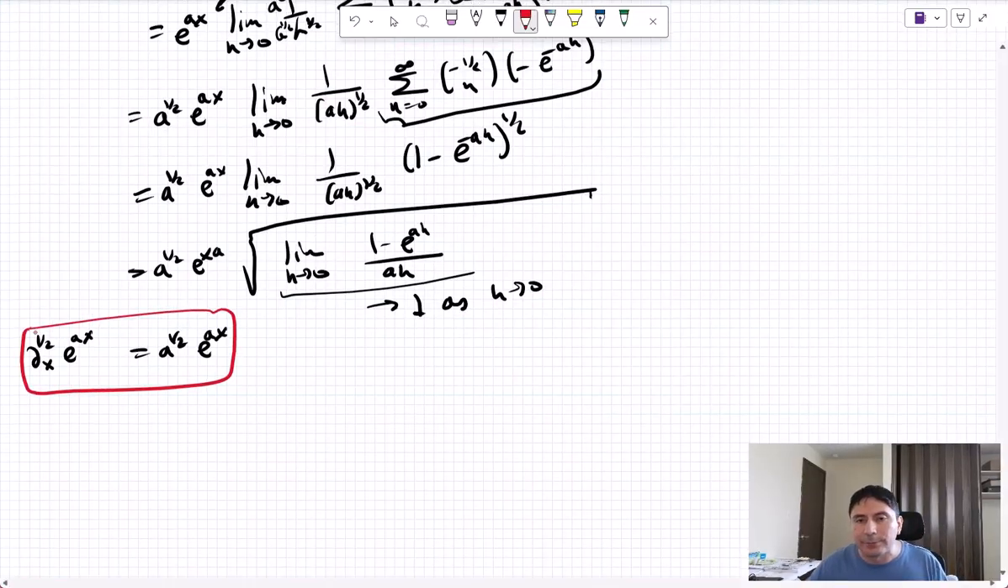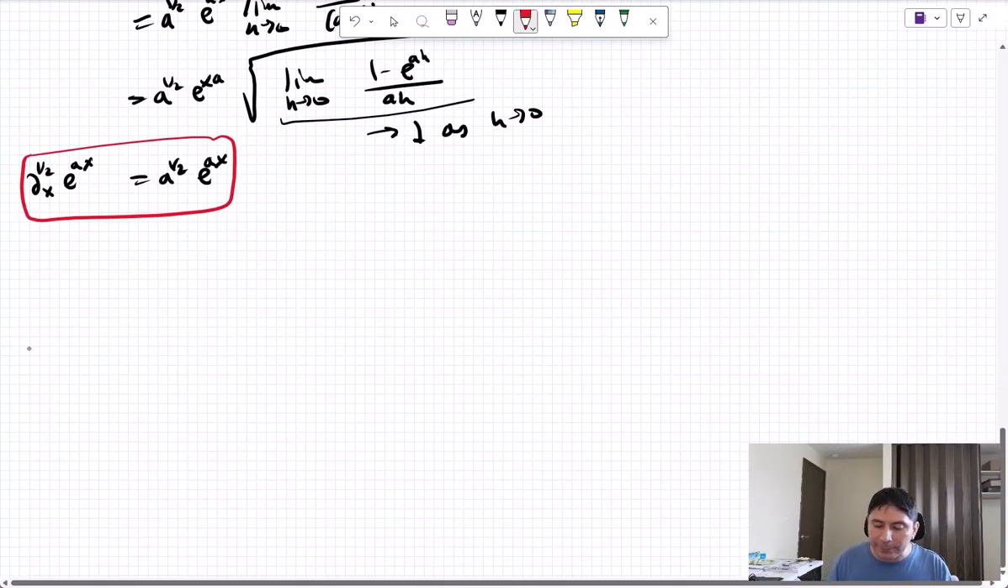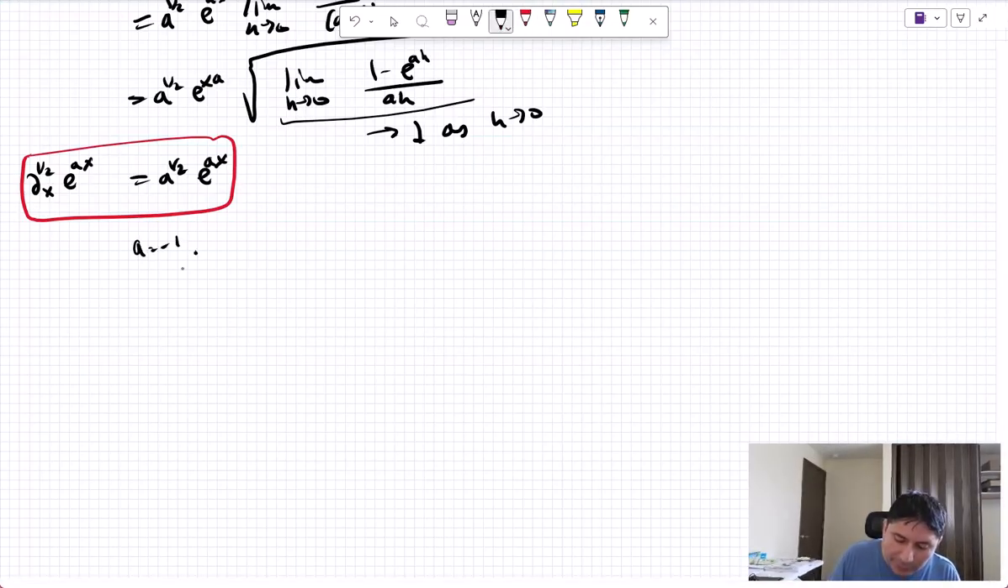So now we have a realization. Let's say what happens when a is equal to -1. Then the square root derivative of e^(-x) is going to be equal to the square root of -1, which is i, or plus or minus i, whichever it is. I don't know, it's a square root of -1.